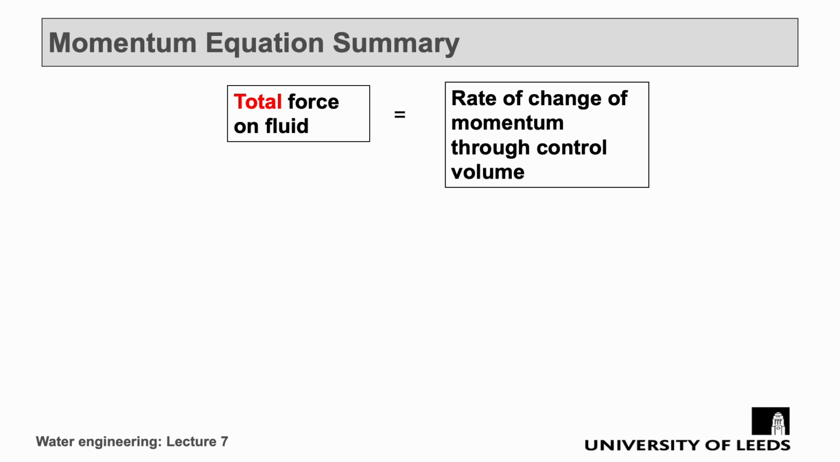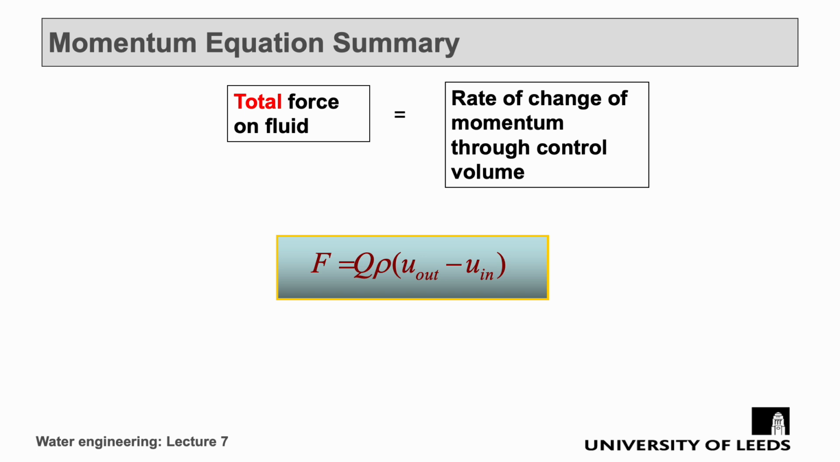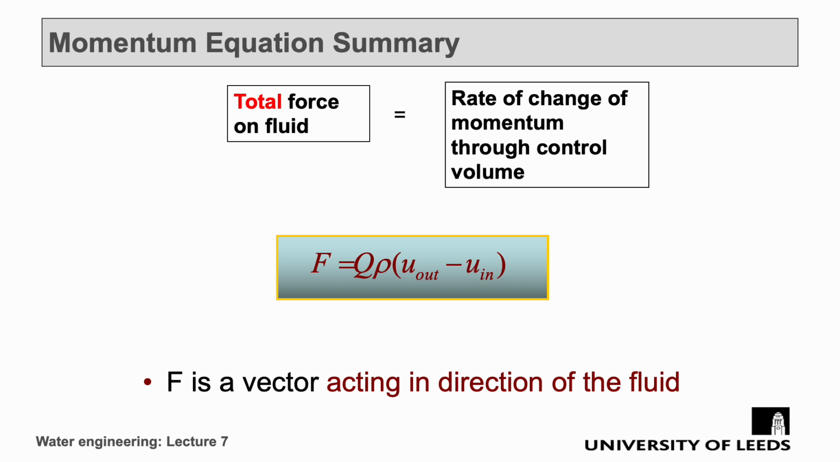So the total force on the fluid is equal to the rate of change of momentum through the control volume. Now we can break down this total force. There's a summary of the equation. It's a vector acting in the direction of the fluid.